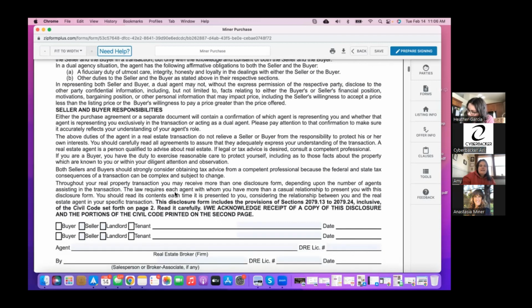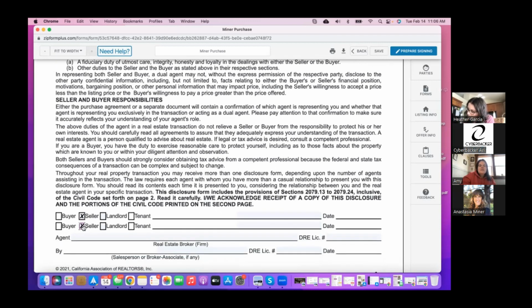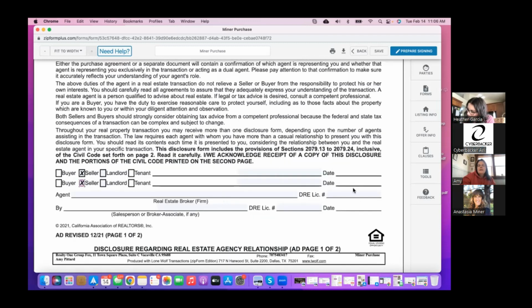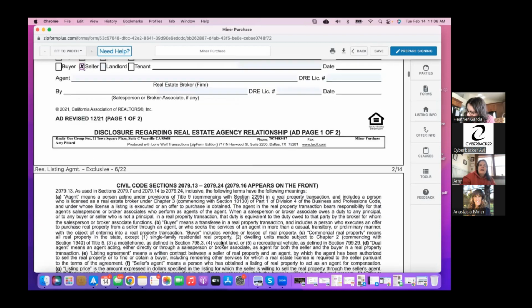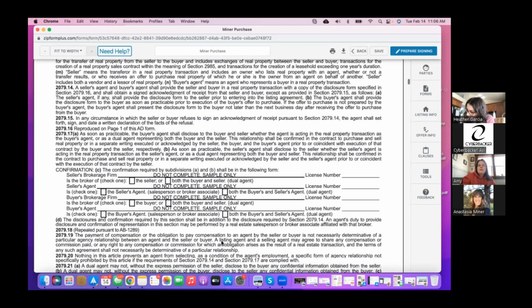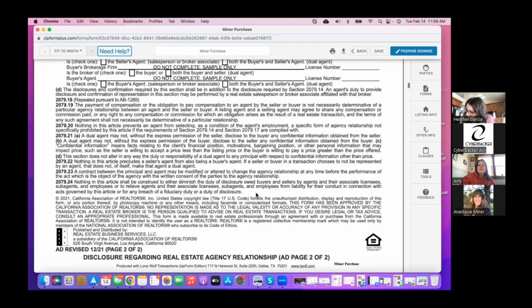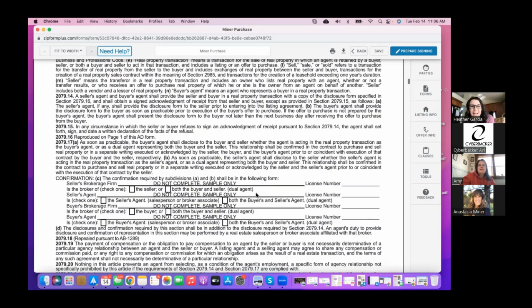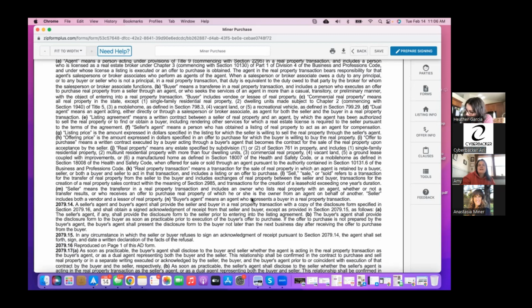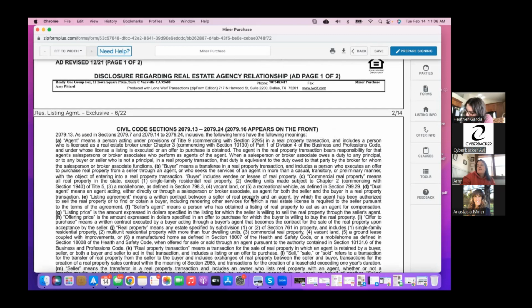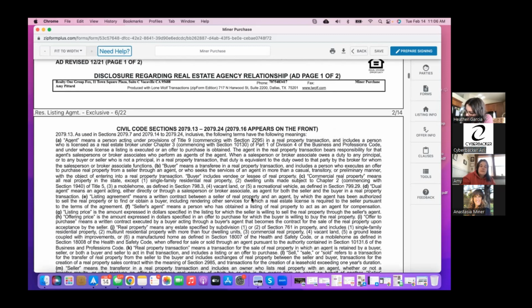In this document, you want to make sure to check those seller boxes, fill in the seller name, fill in your information, broker license, your name, your license number, super simple. Second page of this document is just all the legal jargon. No, I've never read the second page. Yes, I've read all of these forms and I have not ever read the actual second page of the civil codes for the agency disclosure.